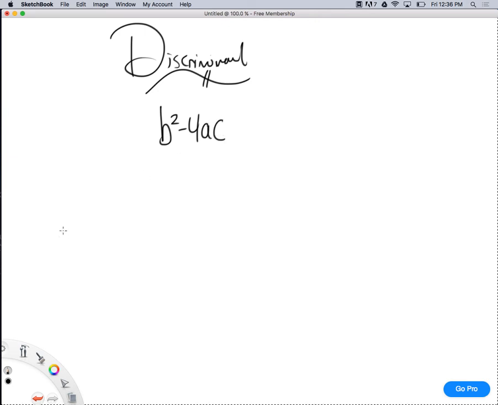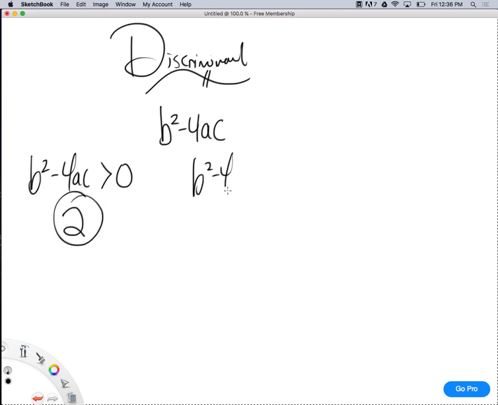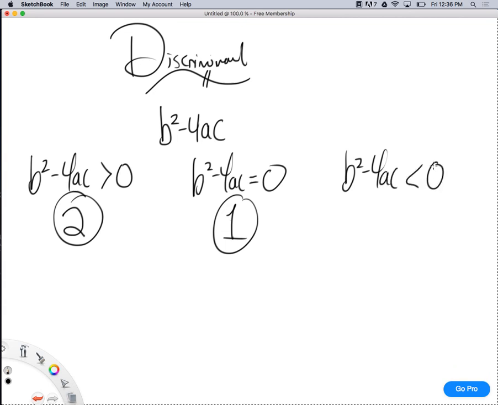The discriminant. Remember the discriminant. The discriminant is b squared minus 4ac. And remember, if b squared minus 4ac is positive, or more than 0, how many real solutions do I have? 2. If b squared minus 4ac is equal to 0, how many solutions do I have? 1. And if b squared minus 4ac is negative or less than 0, how many real solutions do I have? None. You guys remember this?